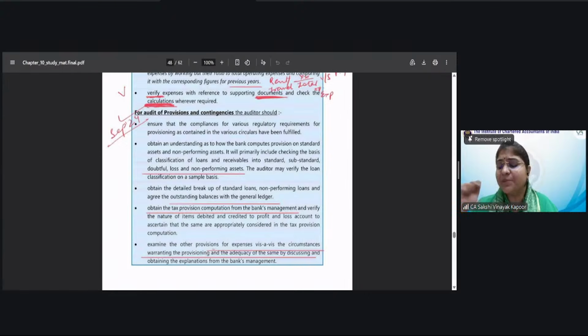Okay, some other points you have to keep in mind, that whether some assertions like completeness, is the interest provided on all deposits?